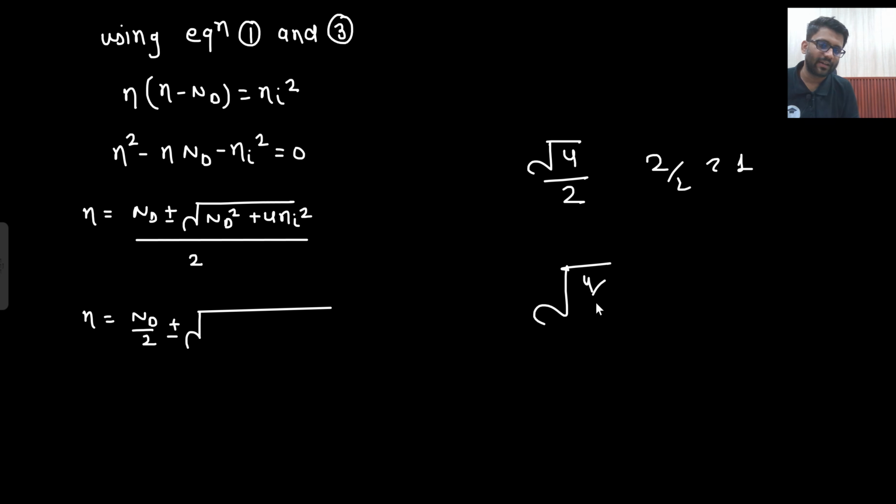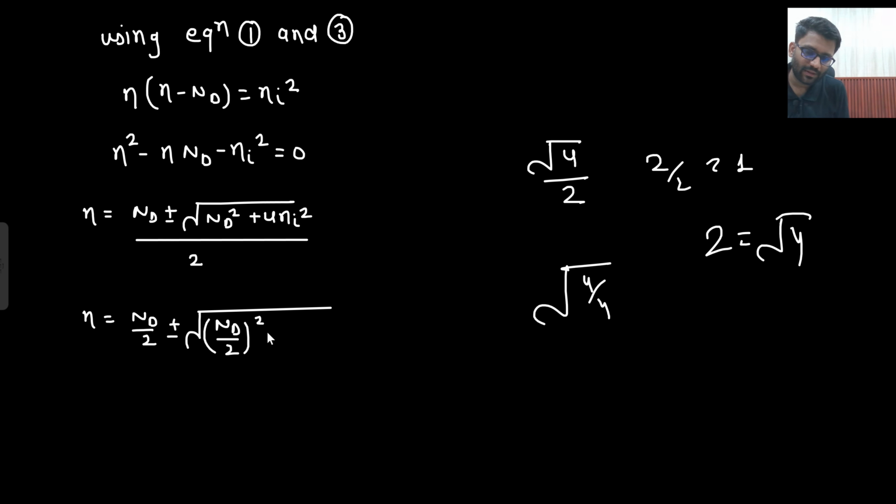So can I write it in this manner, under root 4 by 4? Basically this 2 goes in the under root. If 2 is going in the under root, how will it go? As under root 4, no? So this has to be squared, right? So nd by 2 square, and here it would become ni square. Because 2 is going in the under root, it goes as 4.